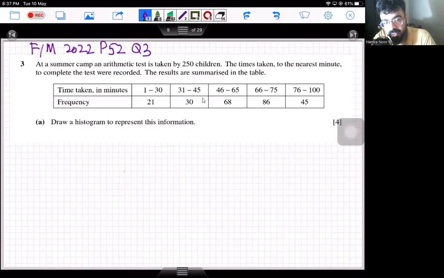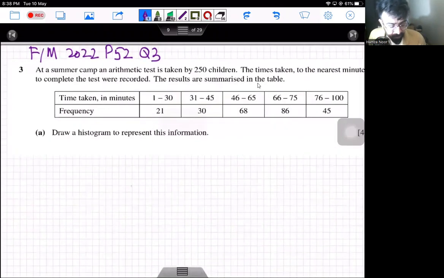As you can see, the difference between these values, 31 and 30 is 1, 46 and 45 is 1, 66 and 65 is 1, and 76 and 75 is 1. So 1 divided by 2 will give you 0.5. You need to subtract 0.5 from this value and add 0.5 to this value, and you will do the same thing for all the intervals over here. So we are taking the upper class boundary and the lower class boundary.